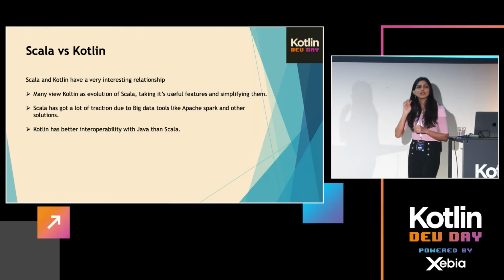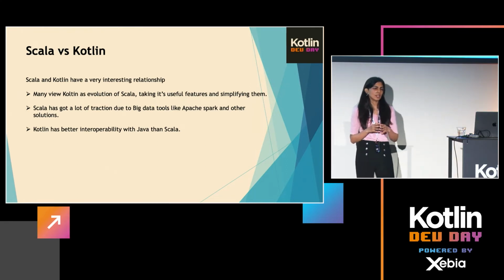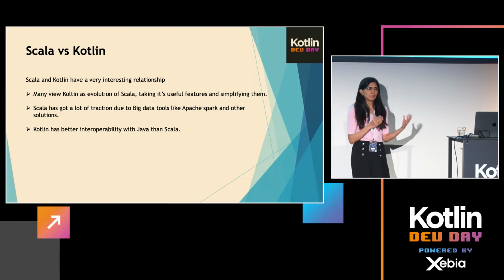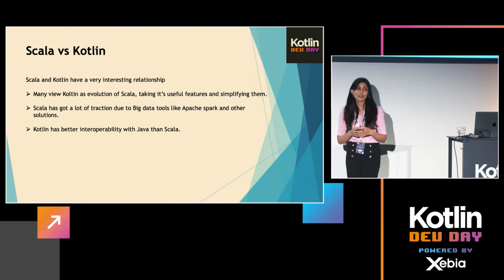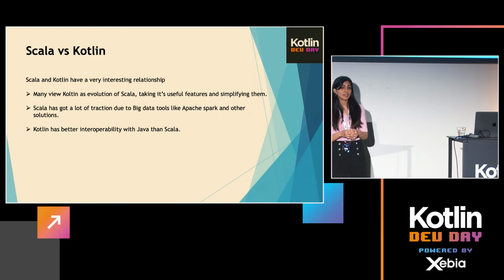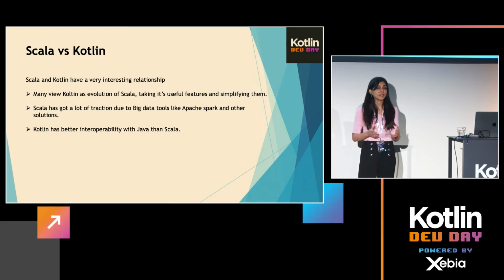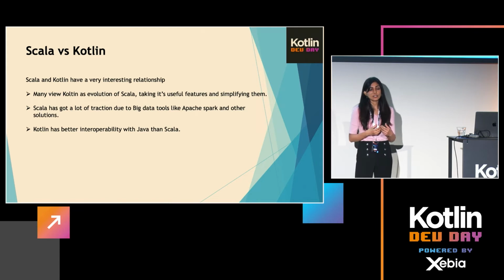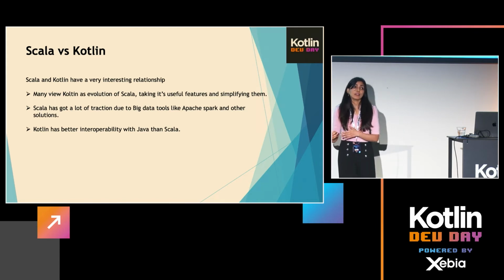Now Scala and Kotlin have a very unique relationship because a lot of people view Kotlin as a better version of Scala because Kotlin has taken a lot of features and also simplified them. However, Scala has gained a lot of traction recently in the data science world because of its big data science tools such as Apache Spark. The advantage that I feel Kotlin has over Scala is, again, it has better interop with Java than Scala.